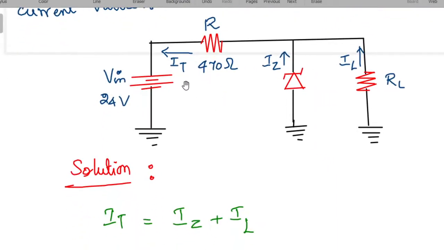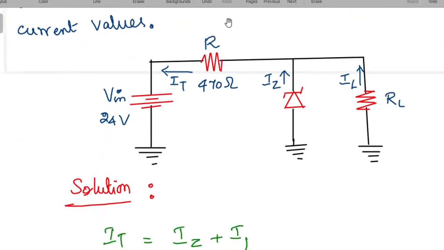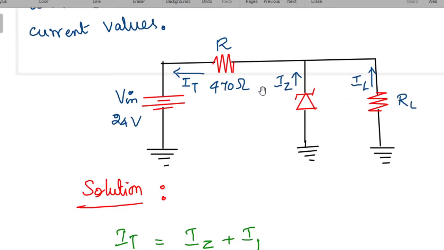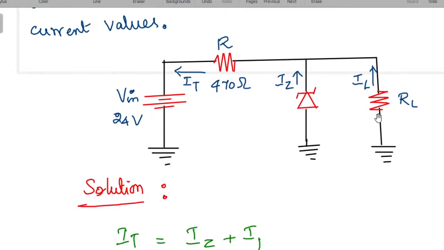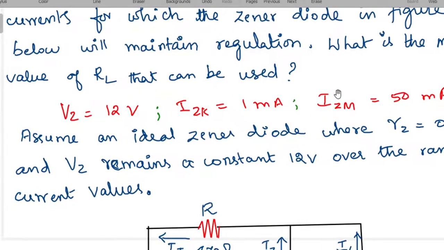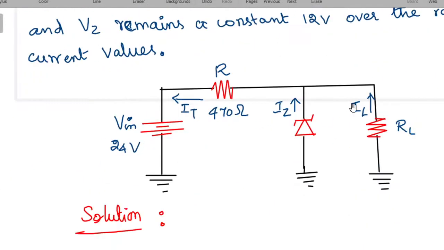So this is the circuit diagram. V in is 24. The input voltage is not varying, only the load is varying. The load will have a minimum value as well as a maximum value, and the total current I total is the sum of IZ and IL. The series resistance value is given as 470. Only the load resistance value is to be found out, so we don't know about this load resistance.